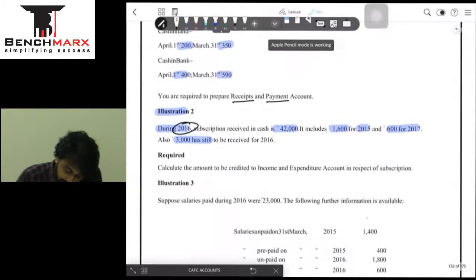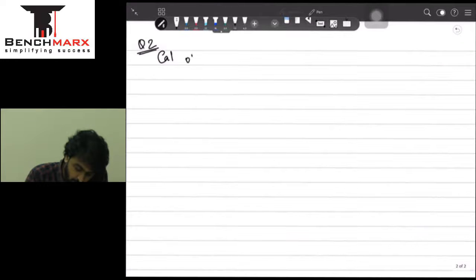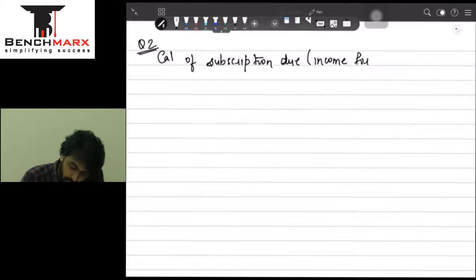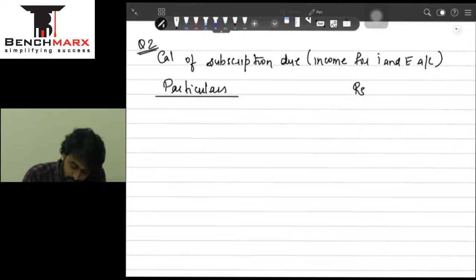Acha pucha kya hai aap sab mein? I didn't read that. Compute the amount to be credited to income and expenditure account. So theek hai. Calculation of subscriptions due, likhna likh sakte ho, for the income and expenditure account. Theek hai, one column particulars, one column rupees should be sufficient, hardly 4-5 lines.